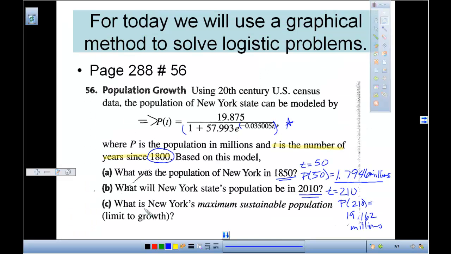Finally, let's answer the last question. What is New York's maximal sustainable population? In other words, their limit to grow. Well, the nice thing is we don't need to plug in anything to answer this question. If we're trying to find the limit to grow, we can look directly into our equation. This value on the top of our numerator is our C value, and that's our limit to grow. So this tells us the maximal sustainable population would be 19.875 million people.